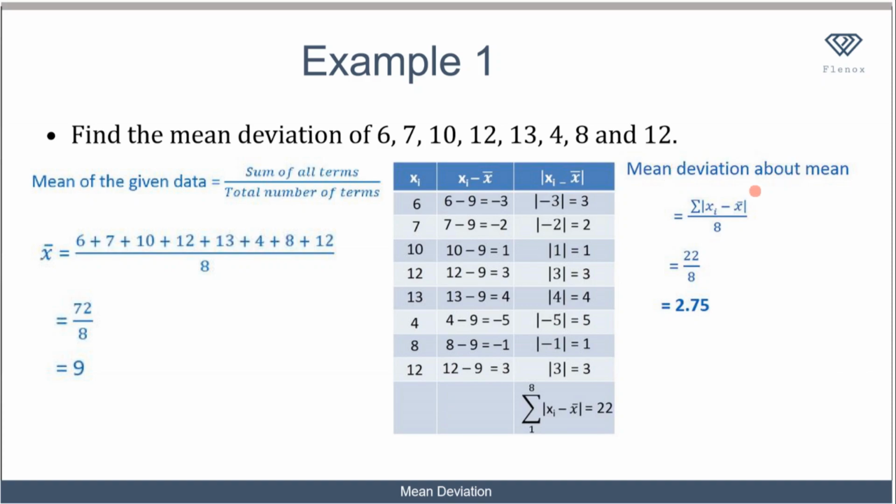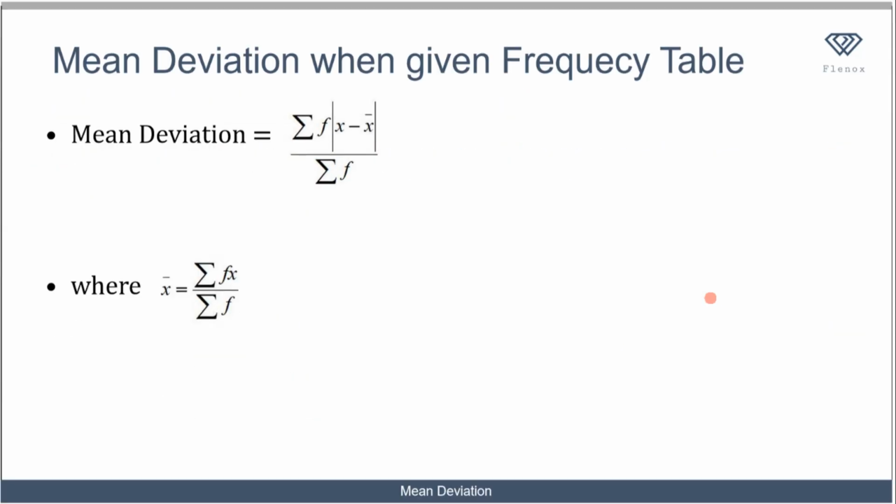The mean deviation is given as the summation of the absolute value of x minus x bar over the total number. When we sum the absolute differences together, we got 22. So the mean deviation will be equal to 22 over the total number in the distribution, which is 8. So we have 22 divided by 8, and that gives us 2.75. How do we calculate the mean deviation if we are given the data organized in a frequency table? It's pretty straightforward.